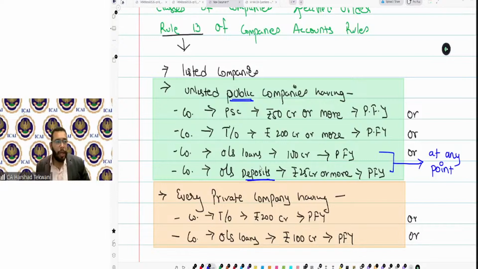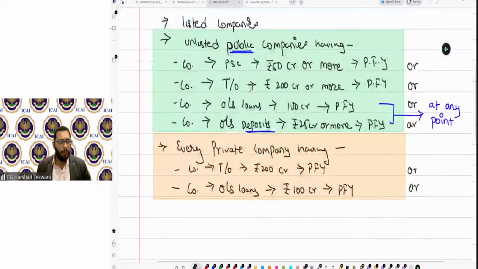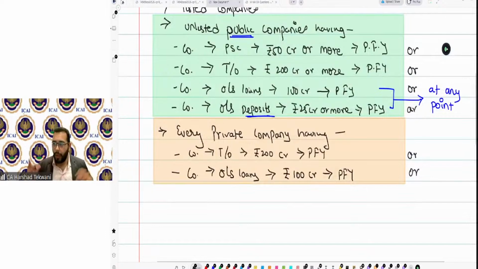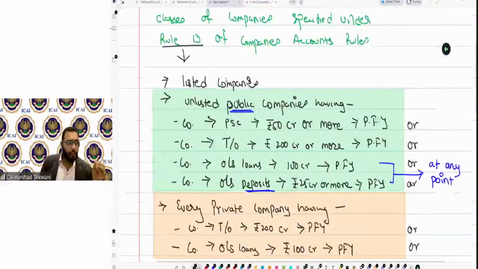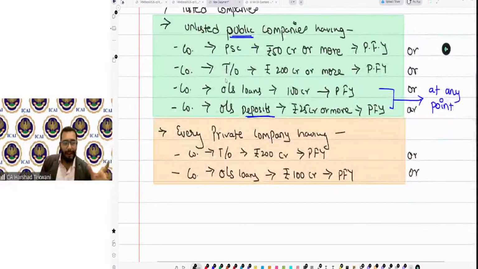Now there is one question. Apart from this mandatory category, can a company appoint voluntarily also? Yes, for sure. There is no harm in appointing voluntarily. You can appoint. So this is rule 13 with respect to listed companies and unlisted, listed and private companies.